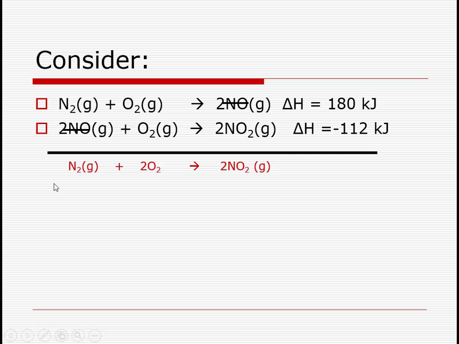So now I've got a new reaction here that's different than either of these other ones. But I already know the delta H of this reaction because Hess's law tells us that the delta H of this reaction must be the same as those two added together. So the delta H for this third reaction here is positive 68 kilojoules, just this plus this. So that's kind of the general idea of how we can add reactions together and get delta H's for third reactions.